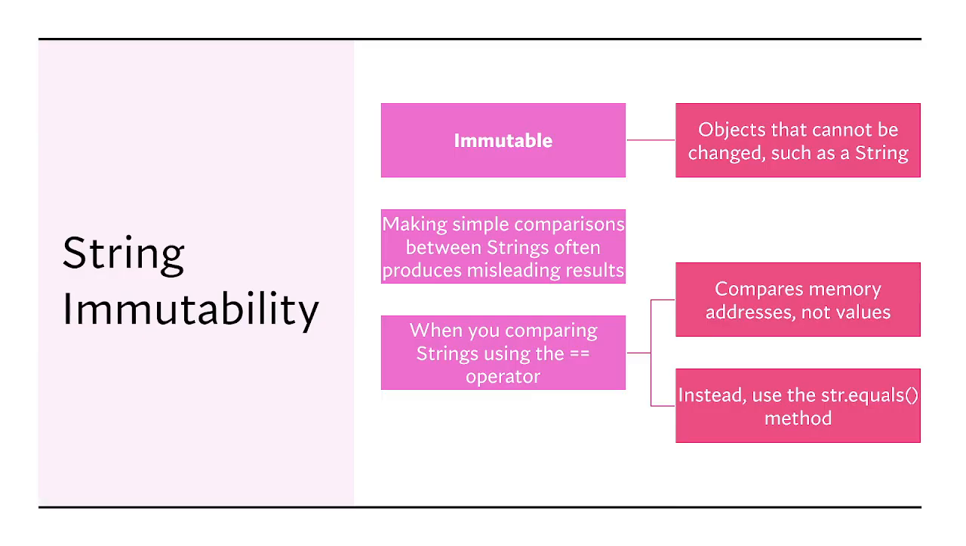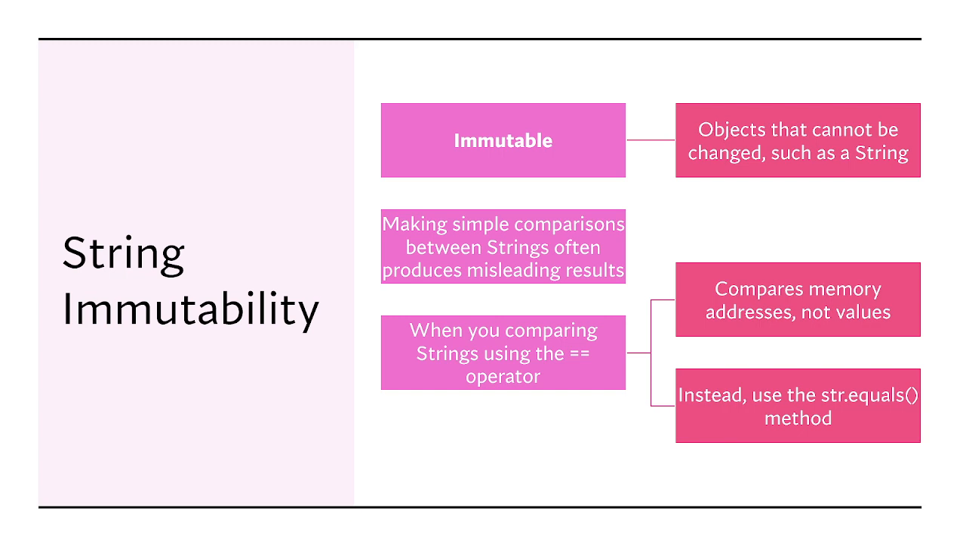Realize the old value has been destroyed, a new value is being added because strings are immutable. And that, of course, brings us to this concept of immutability. Objects that cannot be changed, such as strings, are immutable. Using simple comparisons between strings often produces misleading results. Now, I know you're thinking I'm beating this dead horse too much because we've discussed this in a previous video, but this is very important because when you run into problems like this, you'll know you used two equal signs instead of the dot equals operator.